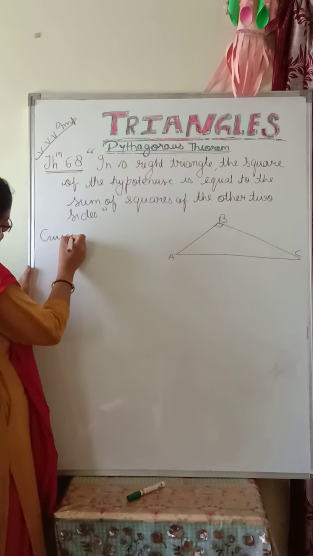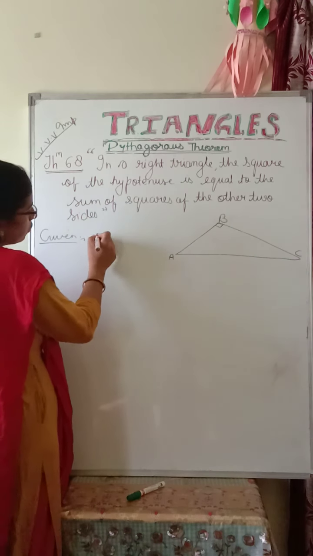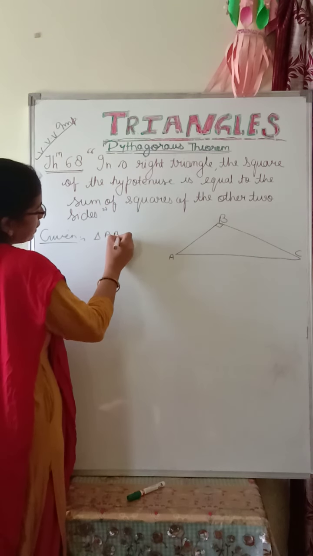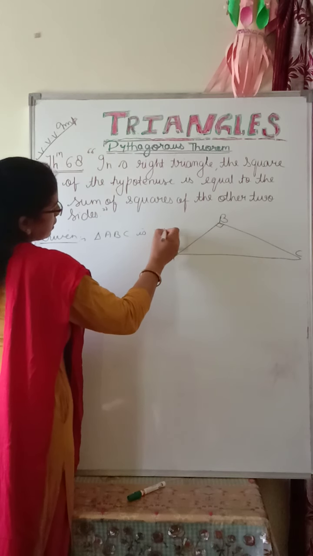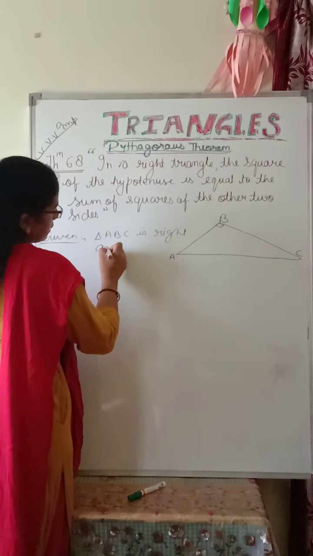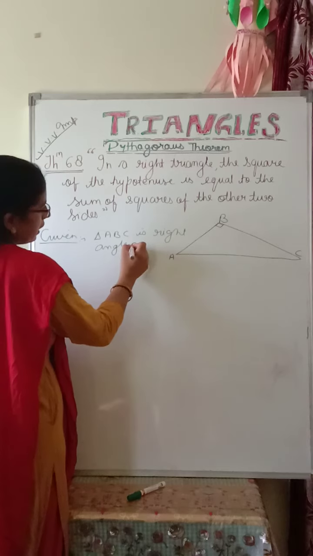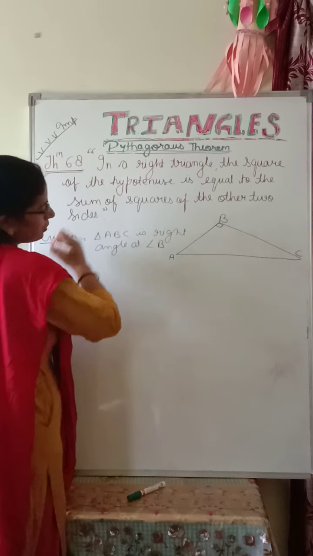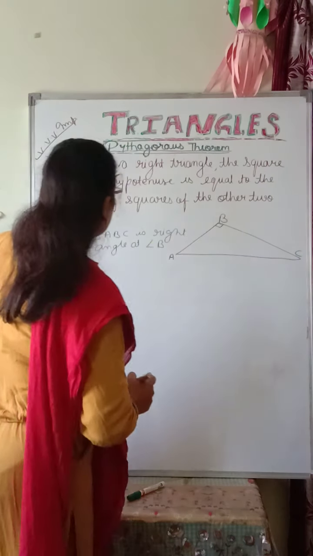Given, we will start from given. What is given to you? Triangle ABC is a right angle triangle. Right angled, that means at angle B. So this is the right angle at angle B.